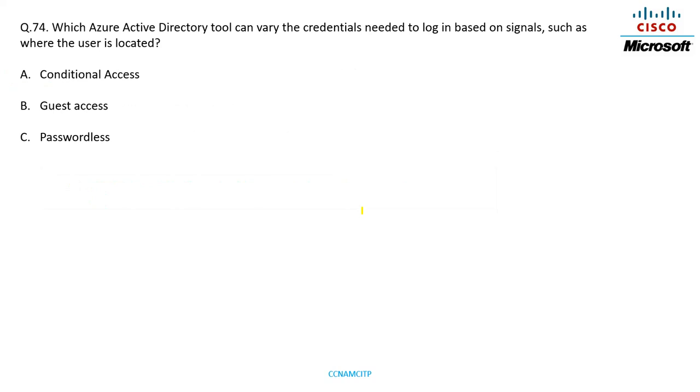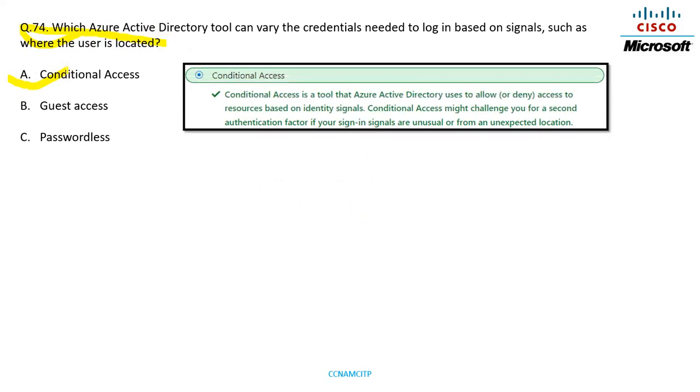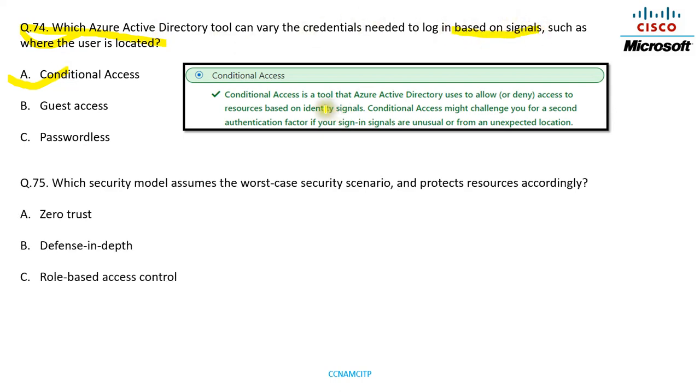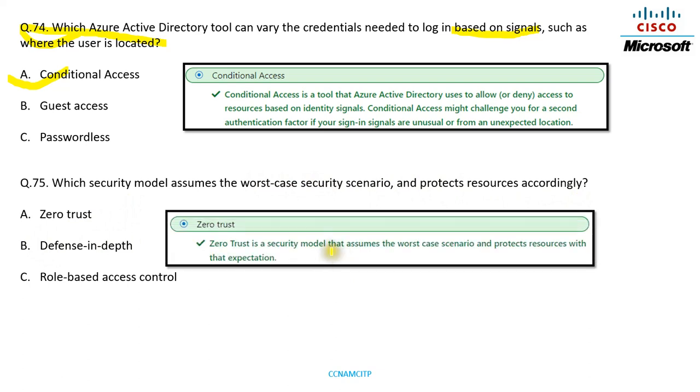Which Azure Active Directory tool can vary the credentials needed to log in based on signals? This was one of the questions I had faced in the examination. So it is conditional access. Okay, it uses signals. The next one is, which security model assumes the worst-case security scenario and protects resources accordingly? Zero trust, defense in depth, and role-based. So the answer is zero trust. You can see this is the worst-case security scenario.